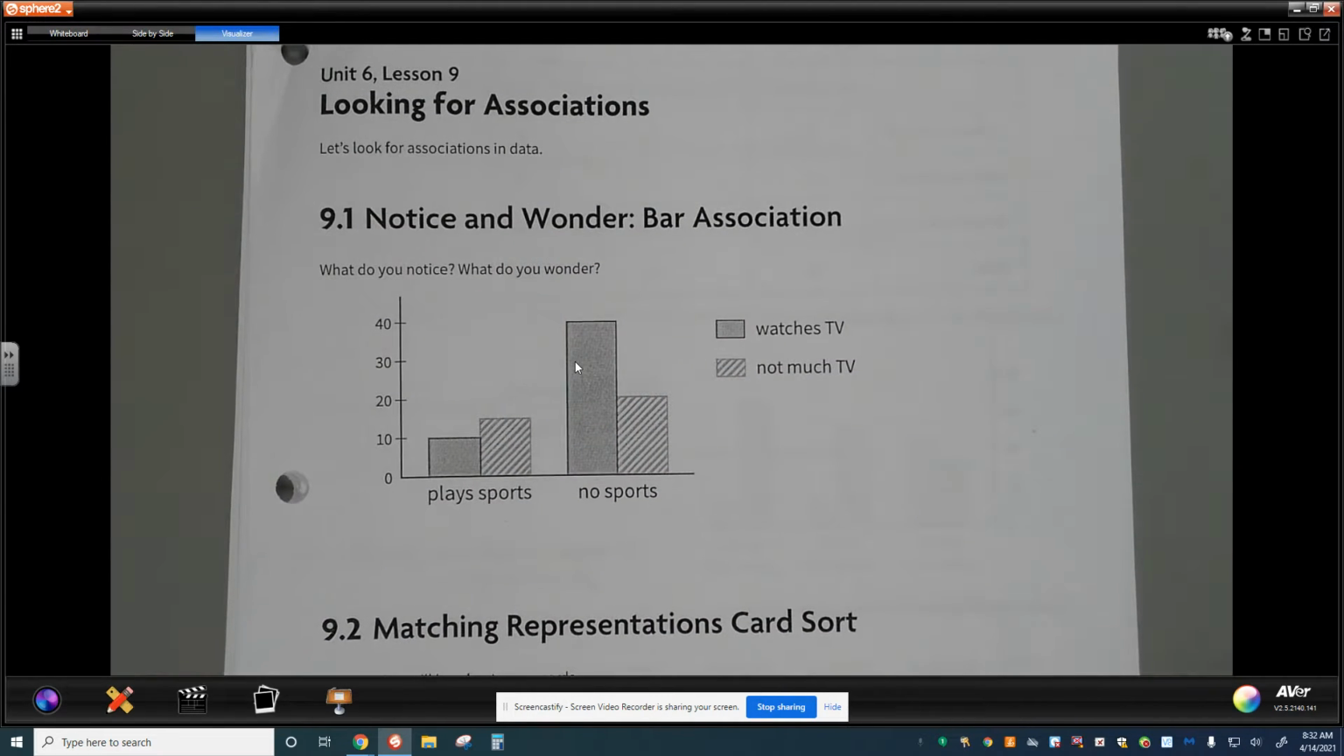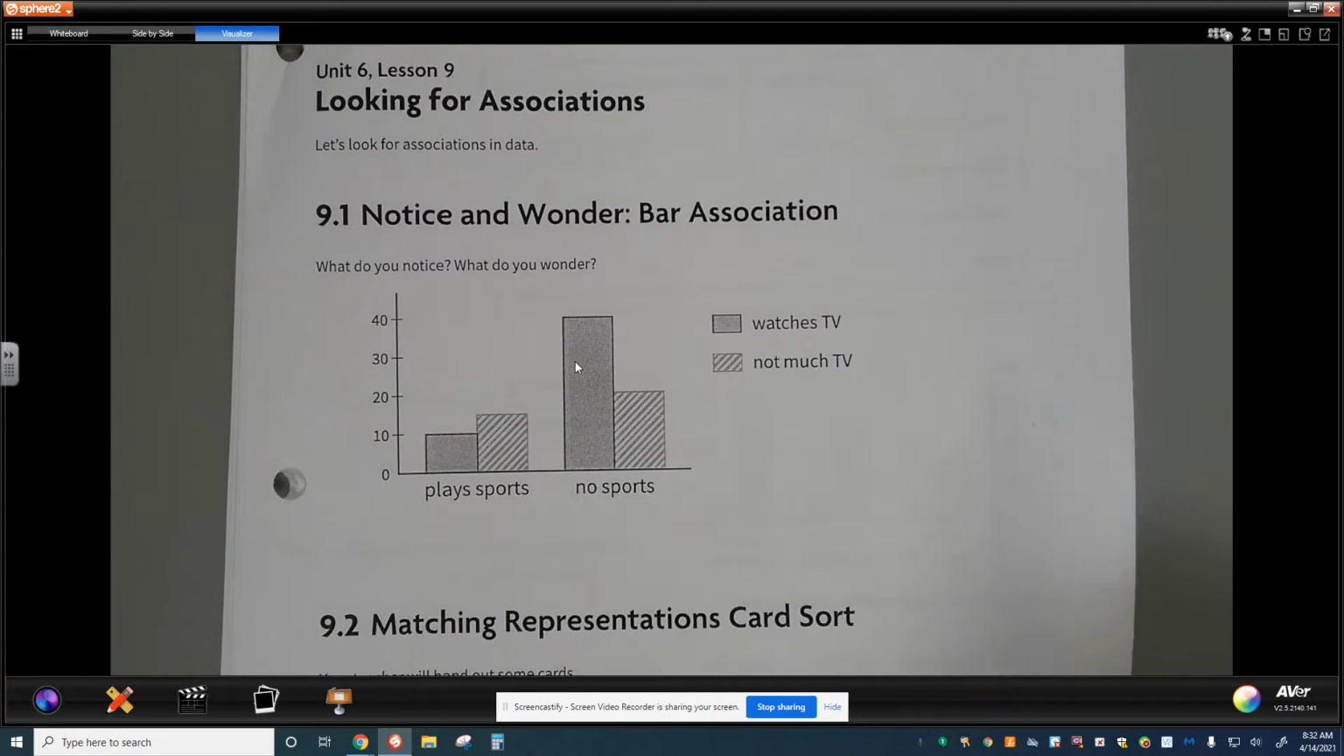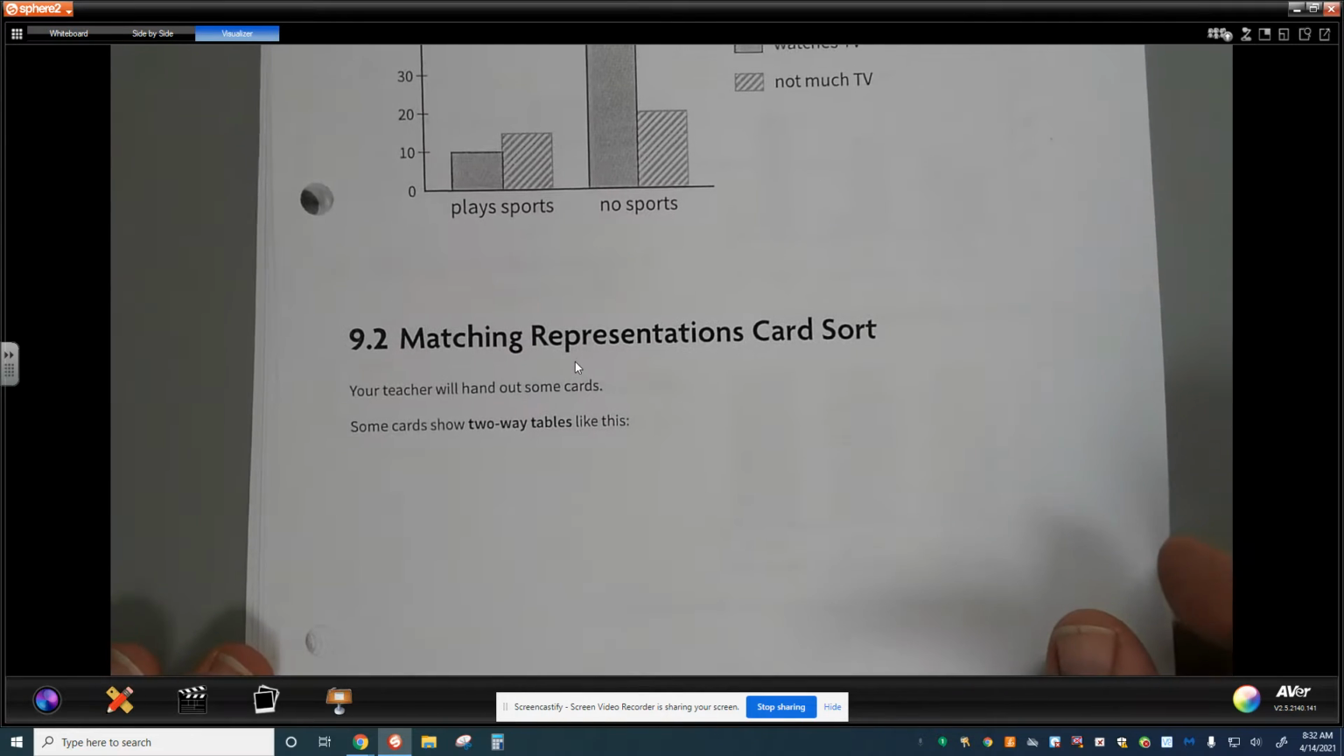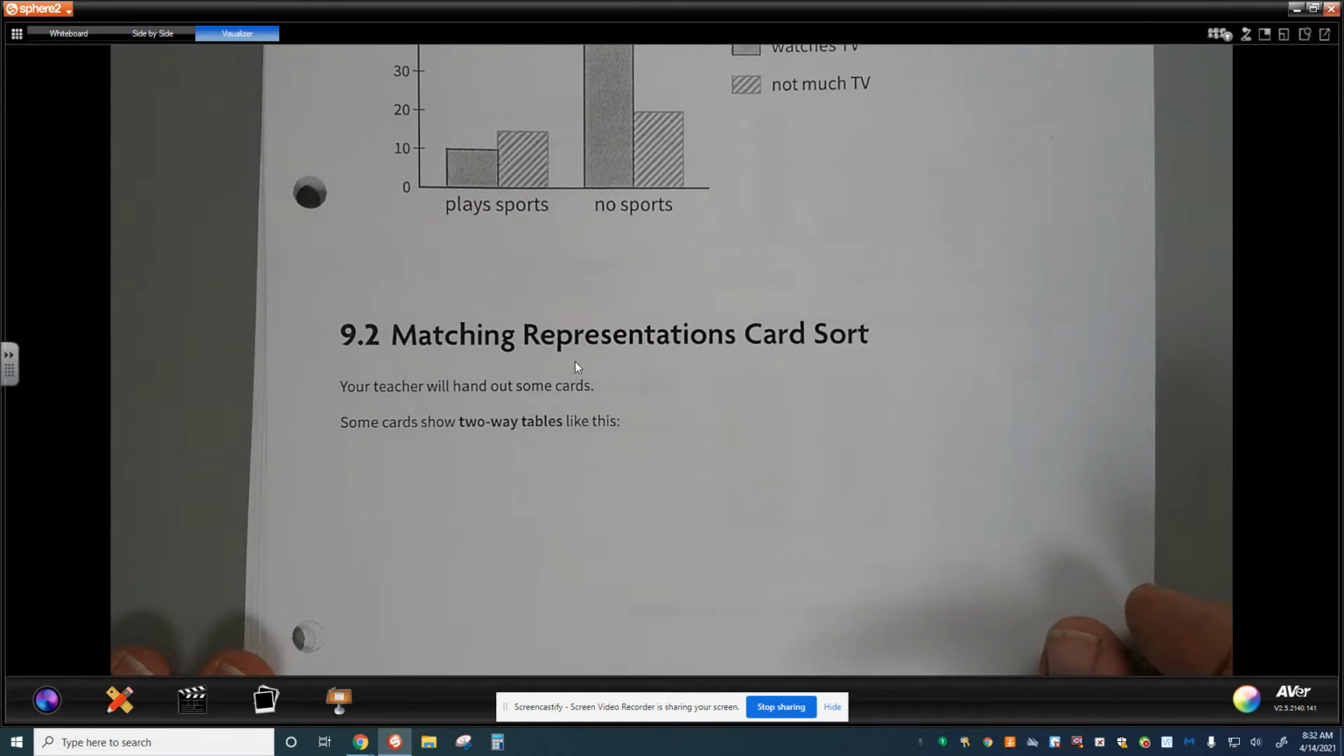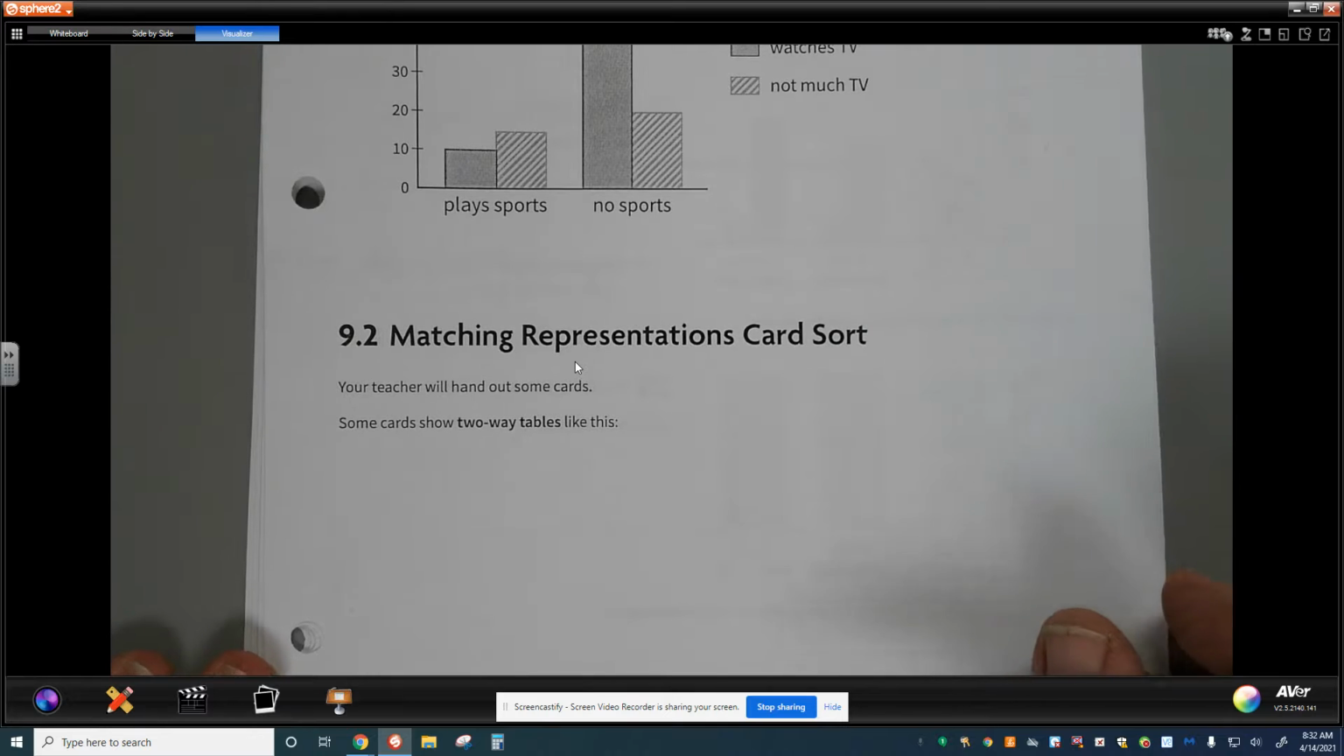Or is this 10 minutes, 10 shows, 40 shows? There's a lot of information that's missing here. We have a lot of questions we can ask. And I really wonder, why didn't they give me more information? So that's where I'm at with that. I want you to be thinking about your own pieces with that one and see what you can come up with. The next section here is matching representations card sort.